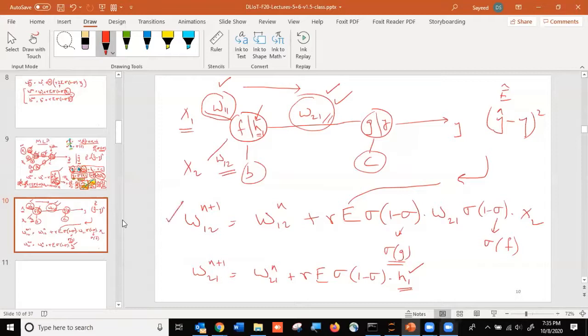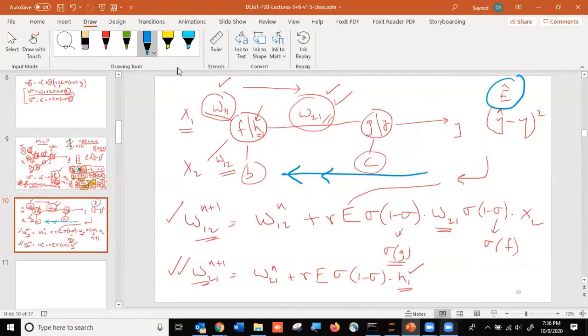Should you apply this equation or this equation first? W21, right? Why? Because W12 is actually using W21, while W21 is not using W12. So you can see that the backward equations, the back propagation, are going backwards, in this particular direction. Once you've got the error term over here, then you figure out W21.